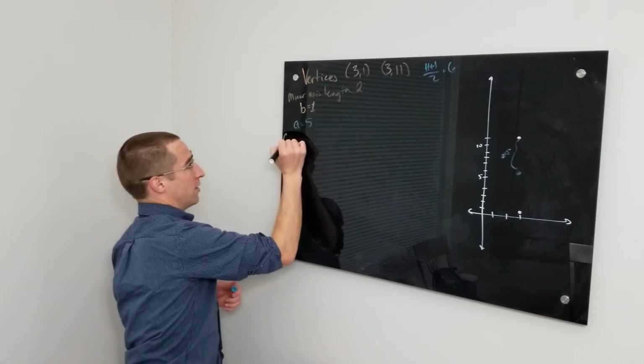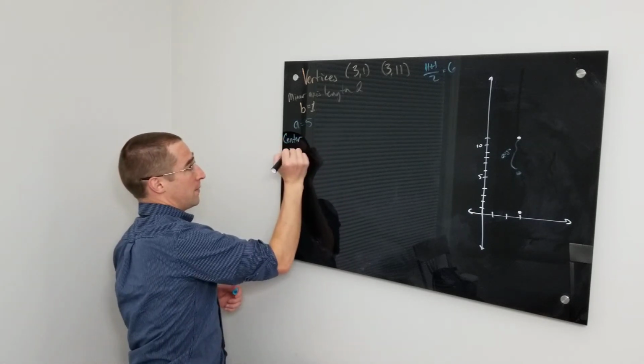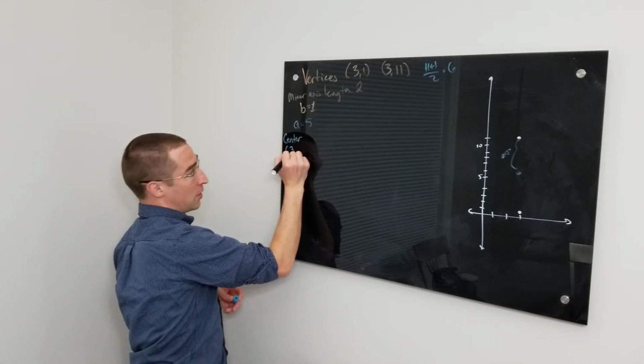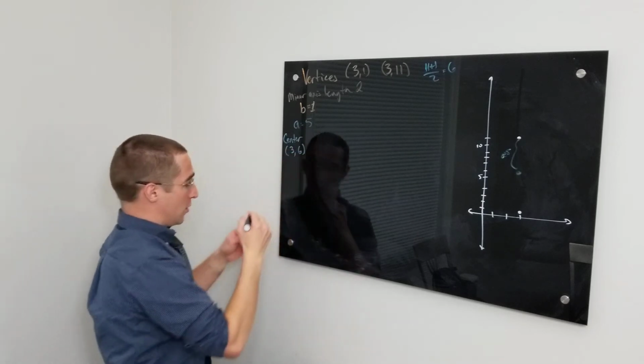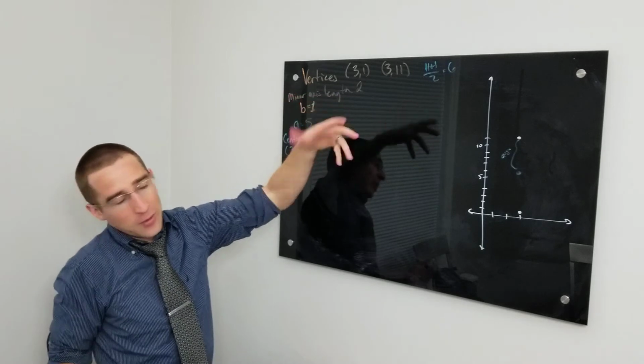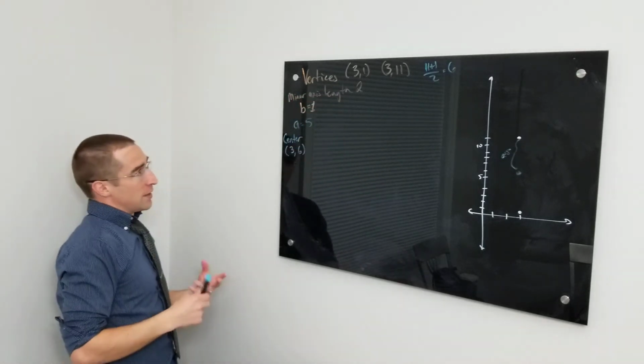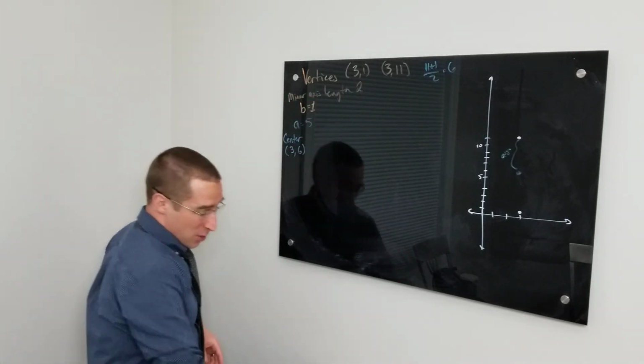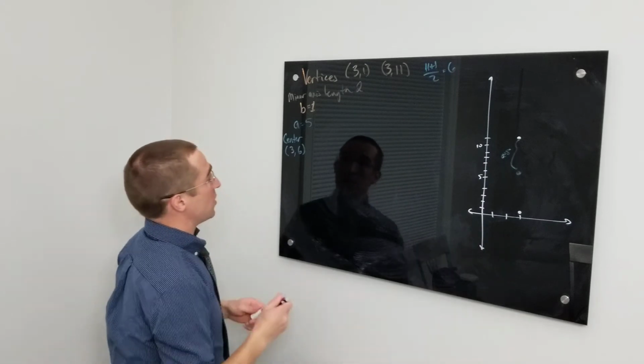The center is at 3, 6, which is either 5 above that one or 5 below that one. I mean, it's both. All right, so we have the center, we have the a and the b. We can now write the equation, that's enough for it.